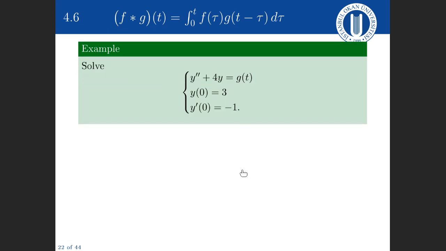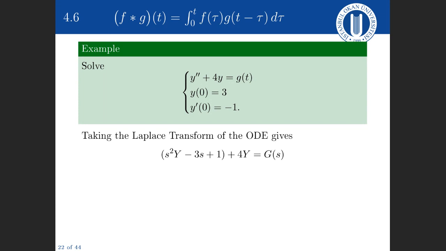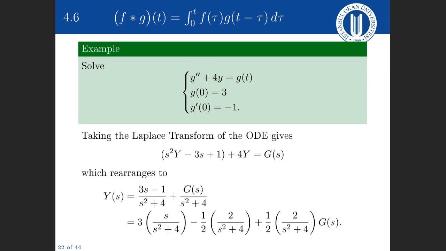Okay, so now let's go back to our initial value problems. Solve y double prime plus 4y is equal to g of t with the initial conditions y of 0 is 3, y prime of 0 is minus 1. And I want to solve this for any function g of t. If we take the Laplace transform of the equation, we get s squared capital Y minus 3s plus 1. That's the y double prime part. Plus 4 capital Y, that's the 4y, is equal to capital G. Or we could rearrange it like this.